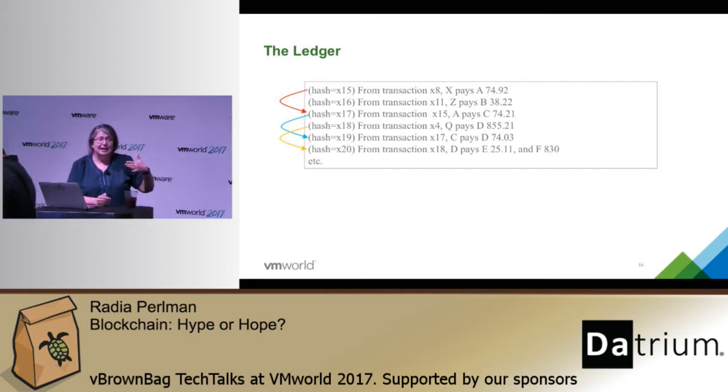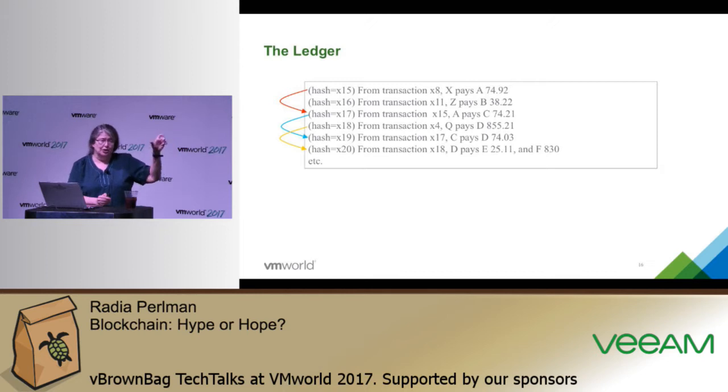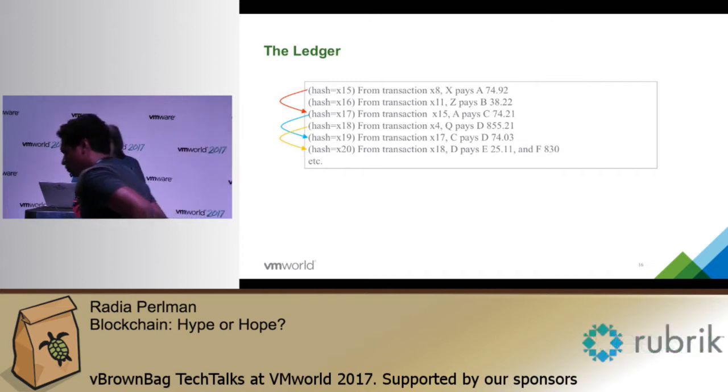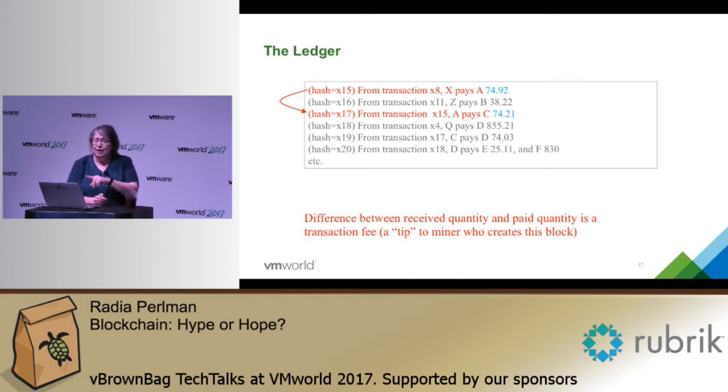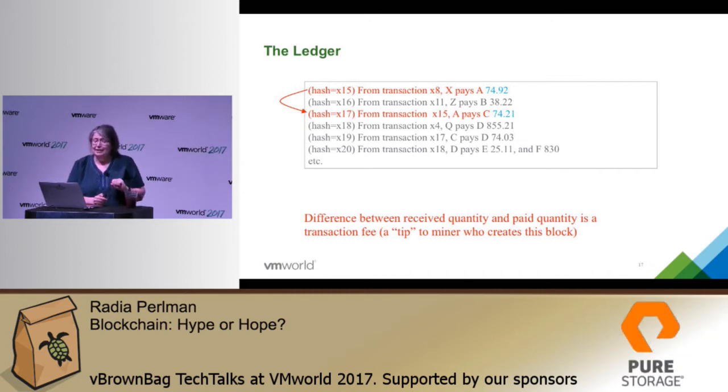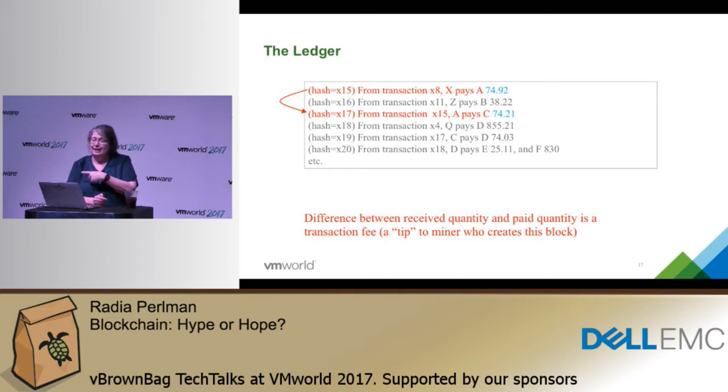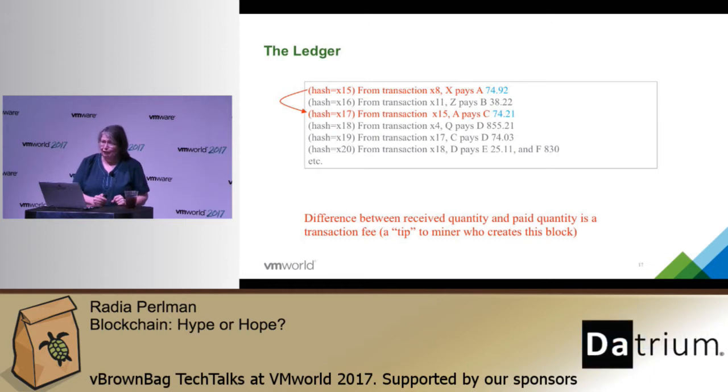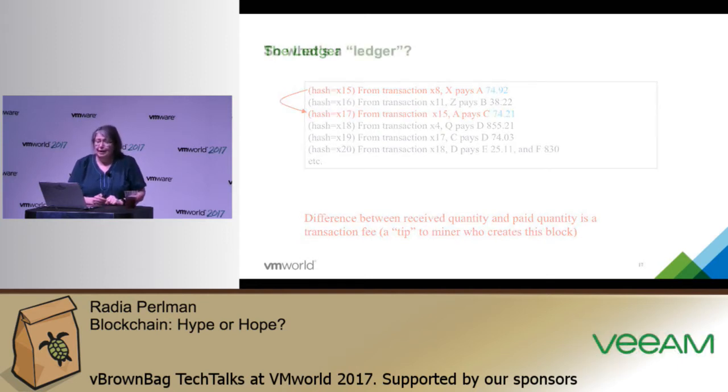Each item in the ledger, a transaction, says: from some previous transaction which has a certain hash, I am paying this other public key the output of that. In this case, if you notice, the third line says, from transaction X15, where A was paid 74.92, A is now paying C 74.21. And there's a difference there. That's a transaction fee, and the difference is paid to the miner that finds the block. So what's a ledger?